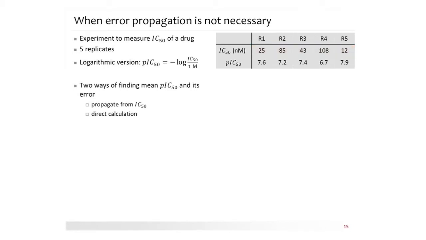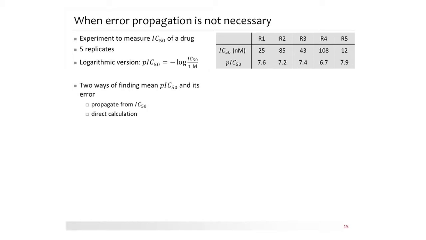Now, an alternative way of presenting IC50 is taking a logarithm of this, or rather a minus logarithm, and you take your IC50 divided by 1 molar, and you get a number. This is quite commonly used. And this is done because IC50 is typically log normally distributed, so these numbers make much more sense. And they are presented here, 7.6, 7.2, and so on and so forth.